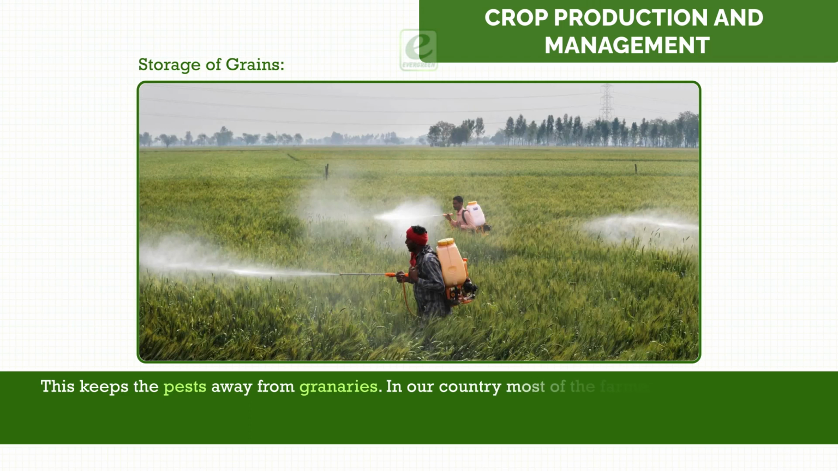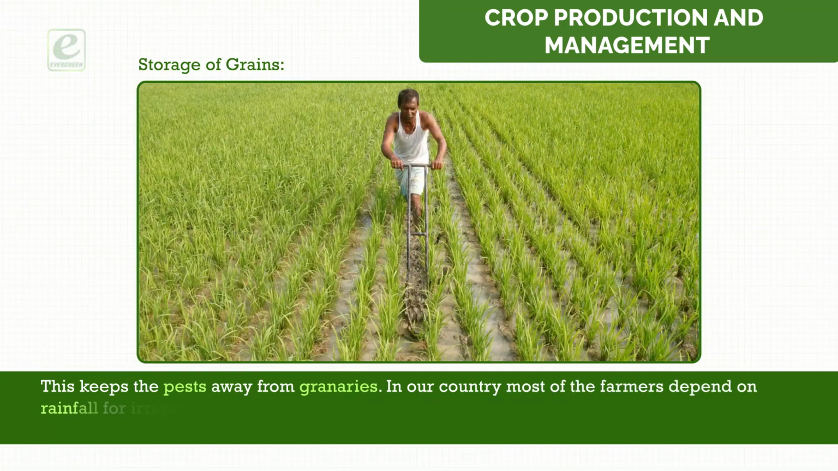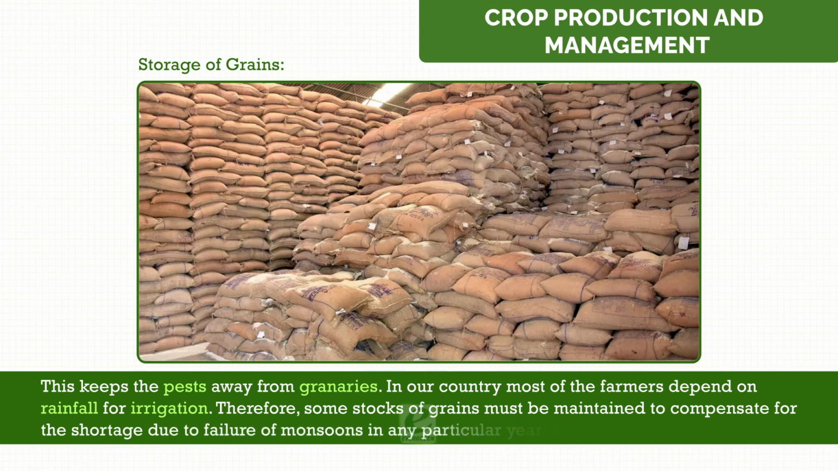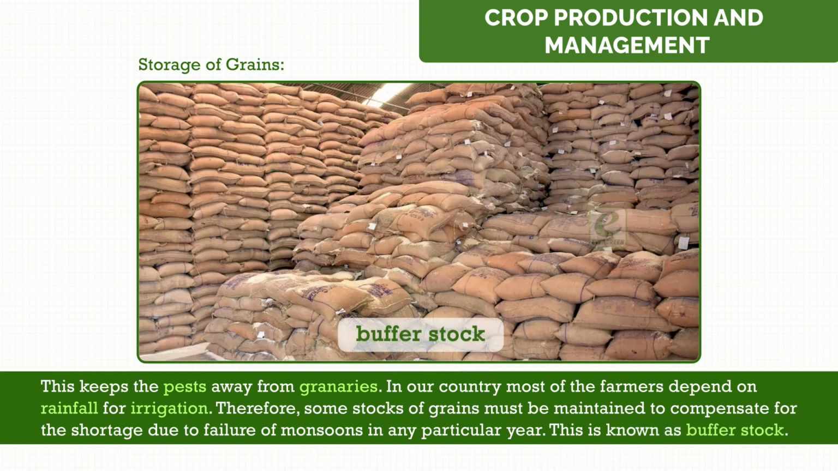In our country, most of the farmers depend on rainfall for irrigation. Therefore, some stocks of grains must be maintained to compensate for the shortage due to failure of monsoons in any particular year. This is known as buffer stock.